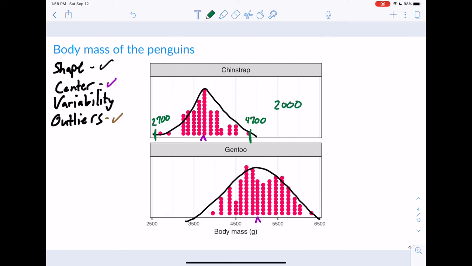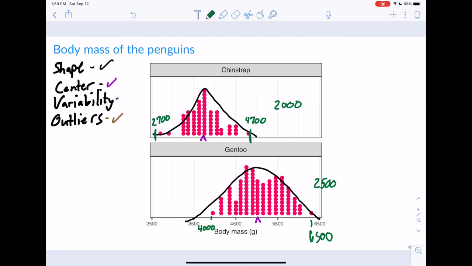It's like 2,000. Now, if we want to look at the Gentoo ones, it looks like it goes from about 4,000, maybe a little under 4,000 even, up to just about 6,500, and we'll keep that to be about the same. So we can say that that range is about 2,500. And if you're not familiar with the range, we'll define it momentarily, but the range is just the maximum value minus the minimum value. So 4,700 minus 2,700 gives me 2,000. 6,500 minus 4,000 gives me 2,500. So we can see that there's greater variability for the Gentoo penguins than there is for the chinstrap penguins.